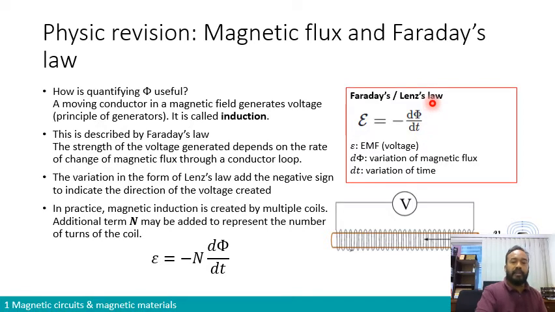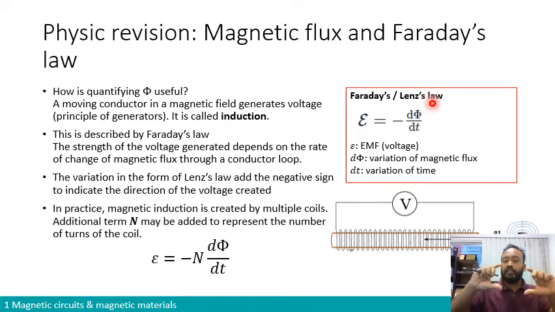It means if a conductor sees a variation of flux, so as we know just now, what is flux? Flux is the amount of magnetic field across an area. If the amount of that magnetic field changes, how does it change?